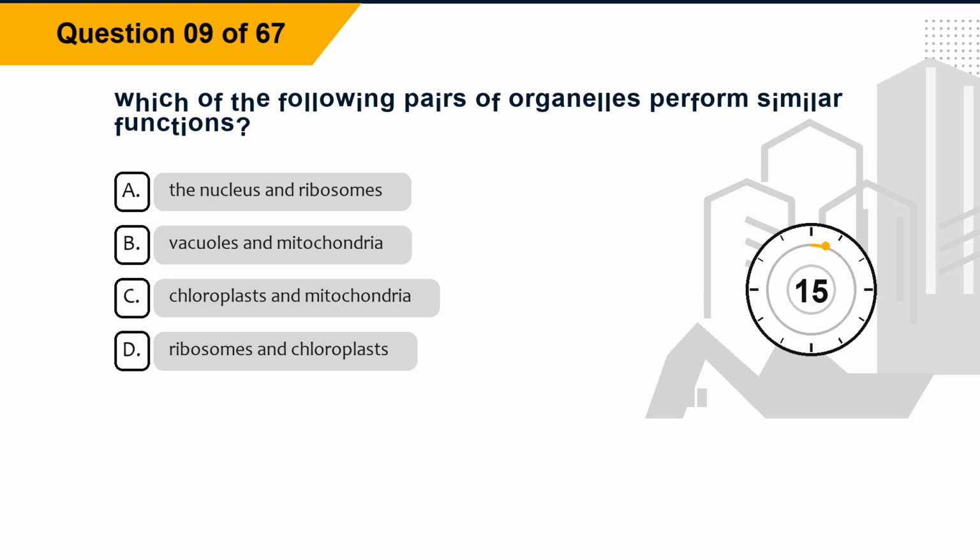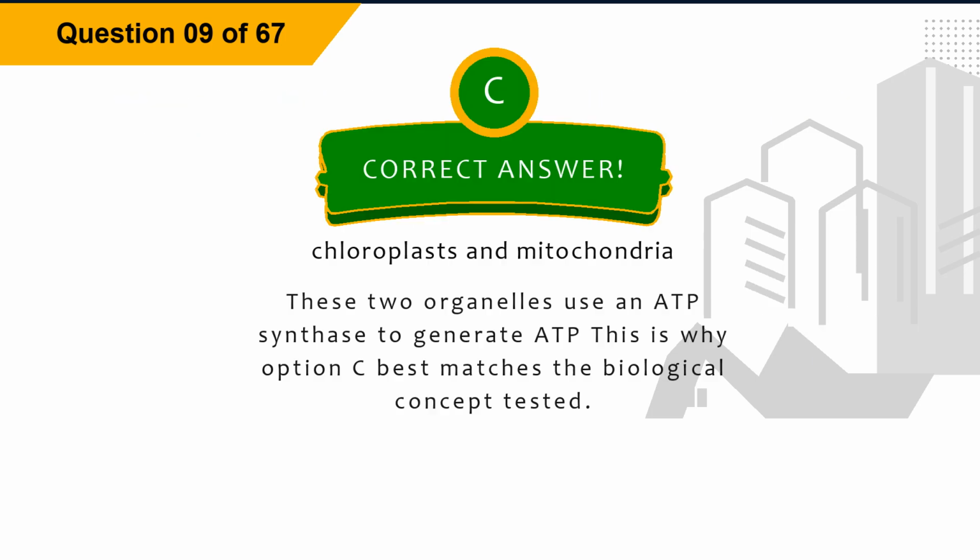Question 9. Which of the following pairs of organelles perform similar functions? Option A, the nucleus and ribosomes. Option B, vacuoles and mitochondria. Option C, chloroplasts and mitochondria. Option D, ribosomes and chloroplasts. The correct answer is option C, chloroplasts and mitochondria.